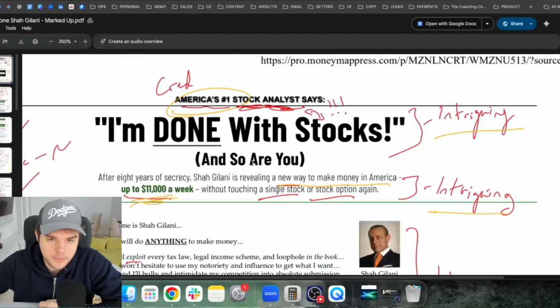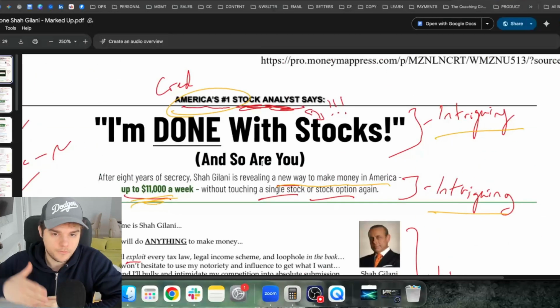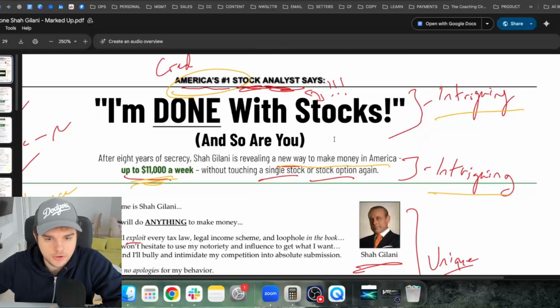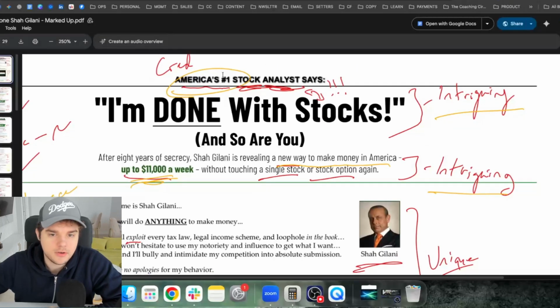So let me zoom in. This is the promotion for them to sell their financial newsletter. This is a sales letter, and it says something like, "I'm done with stocks, so are you." America's number one stock analyst says, "I'm done with stocks, so are you." After 8 years of secrecy, this person is revealing a new way to make money in America, up to $11,000 a week, without touching a single stock or stock option again.